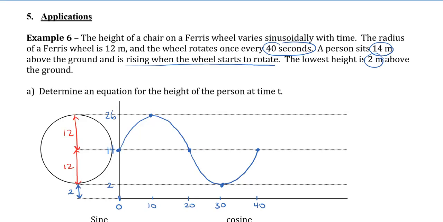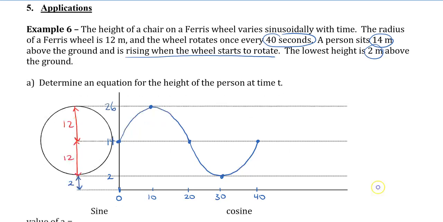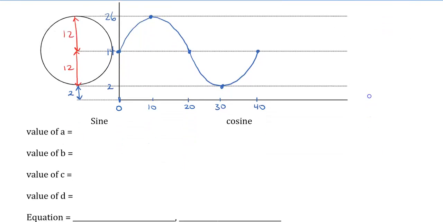And then what I'm going to do is translate this information to give me an equation for the height of the person. So if you take a look at the value of A, that is going to be my amplitude, and that will be 12, whether it's sine or cosine. The value of B is 2 pi divided by my period, which takes 40 seconds to rotate. So that's going to be pi over 20. So both of these will be pi over 20. The value of C, there's no shift in sine, so this will be 0.